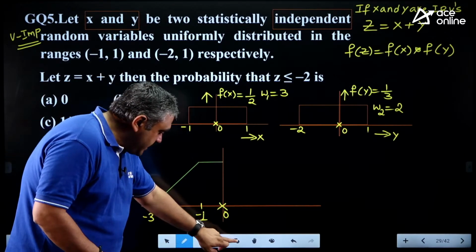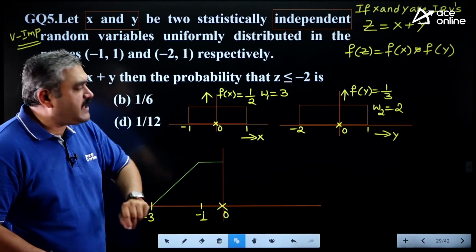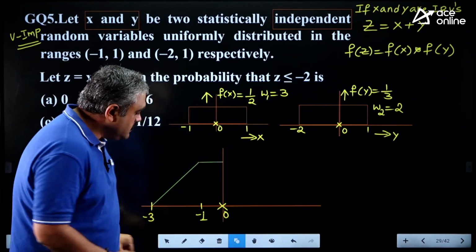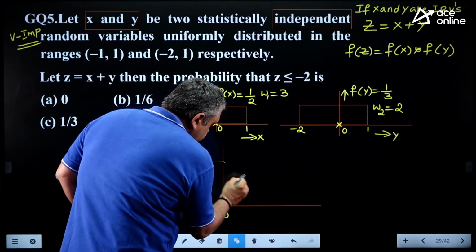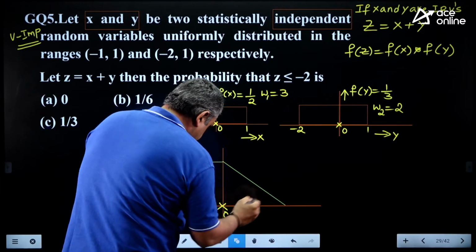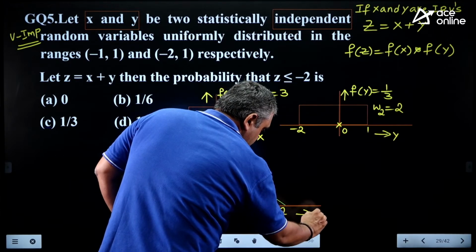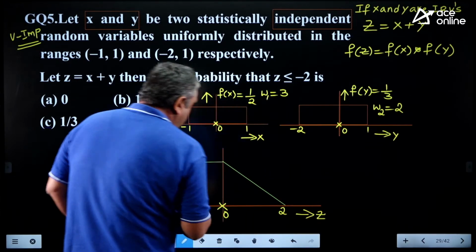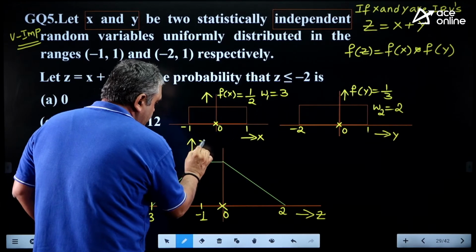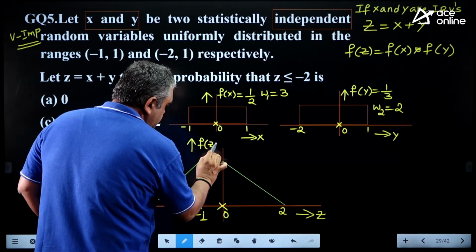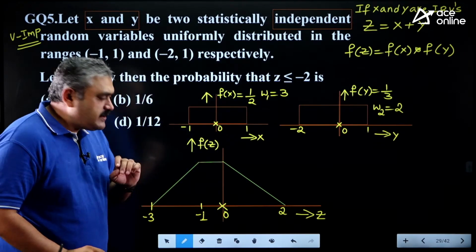Then you will have again a negative ramp in the width of the signal having lower value. Lower value width is 2. So add 2 to this 0. So you will have a negative ramp from 0 to 2 over. So this x-axis is now your random variable z, and then this y-axis is your probability density function of the random variable z. Finish. Now what is your requirement?